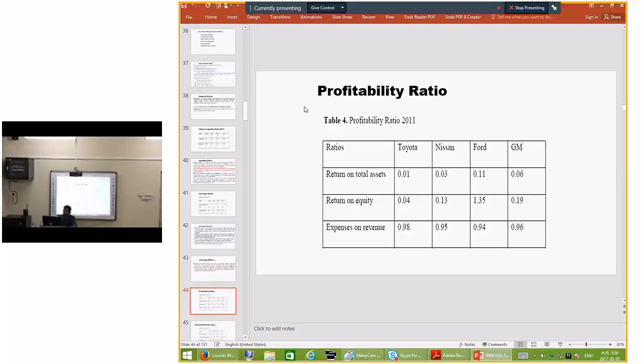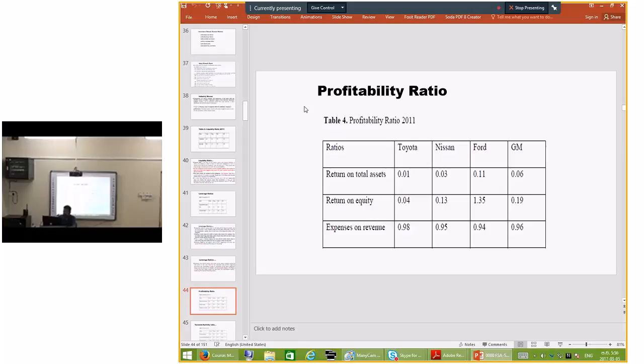Then Ford 0.11, somewhat greater. Then it has higher debt capital and also higher return on total assets, right? Then General Motors approximately 6% or 0.06. It is not material, no? Then if you think in terms of profitability, it is not so good.